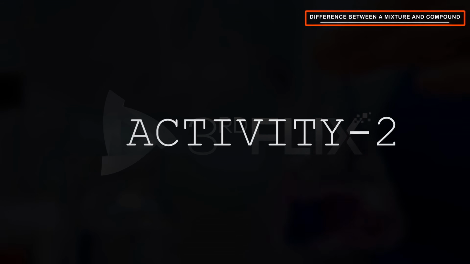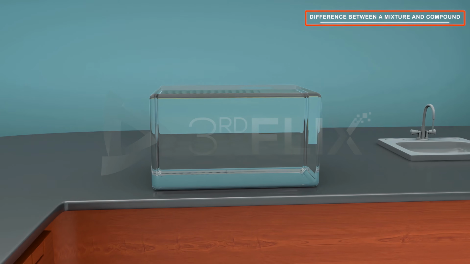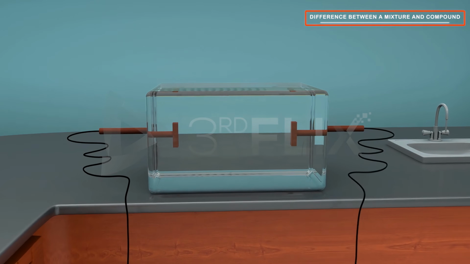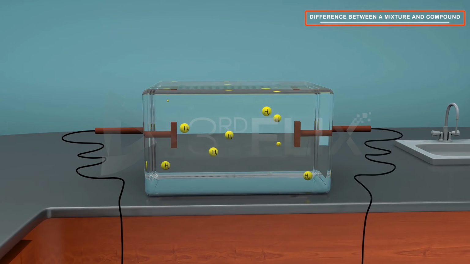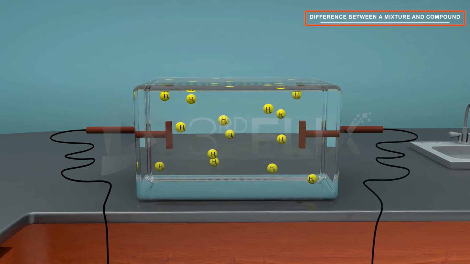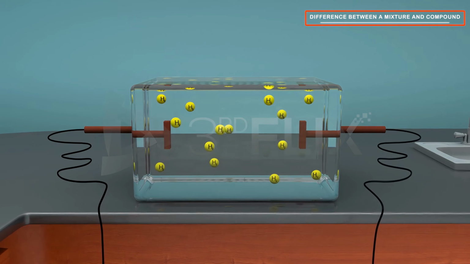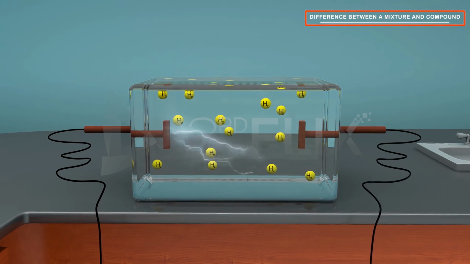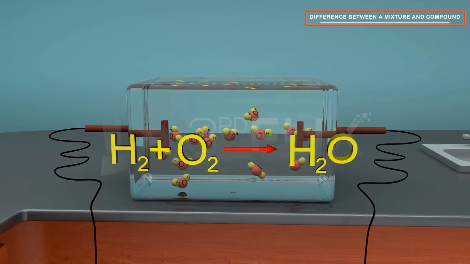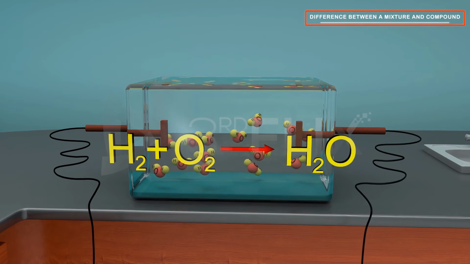Activity 2. Take a gas chamber and fix two electrodes at opposite ends. Fill the mixture of oxygen and hydrogen gas into this chamber. Allow passage of electricity through the electrodes. Due to the electric potential developed between the electrodes, hydrogen reacts with oxygen and forms water.